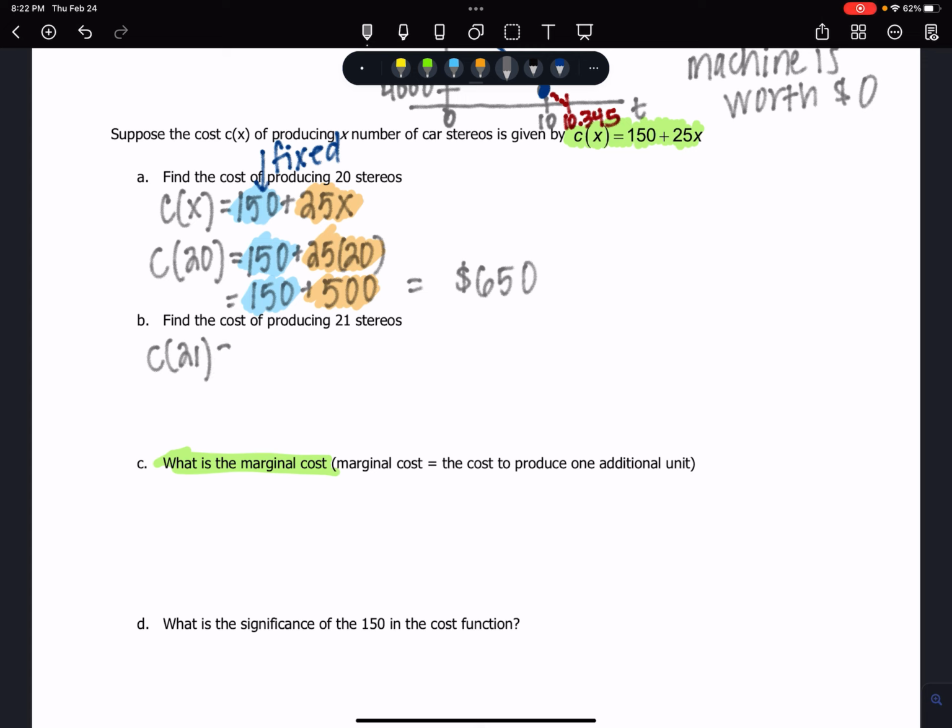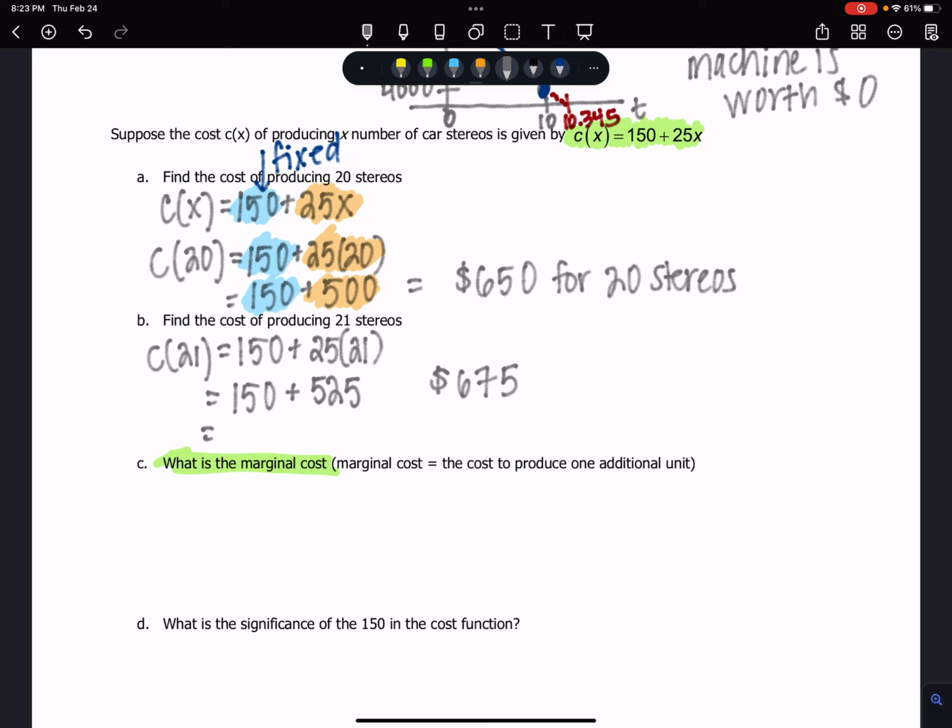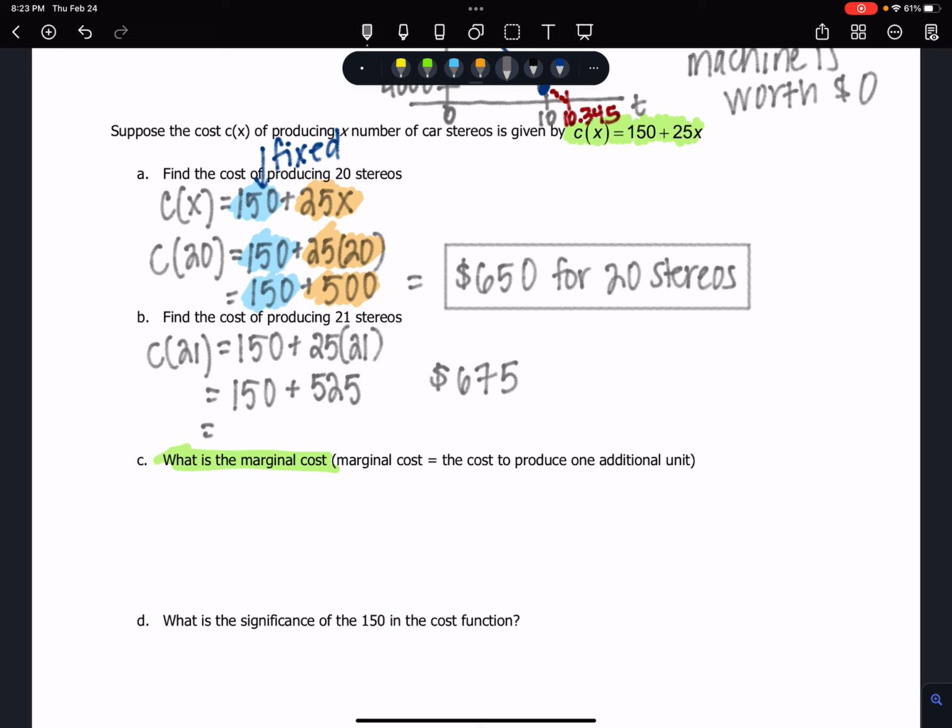So C of 21 is going to equal 150 plus 25 times 21. And 25 times 21 is 525, I believe. Right? Yeah, 525. Indeed. And 150 plus 525, we got jets flying overhead, is $675. So for 20 stereos, $650. For 21 stereos, $675.